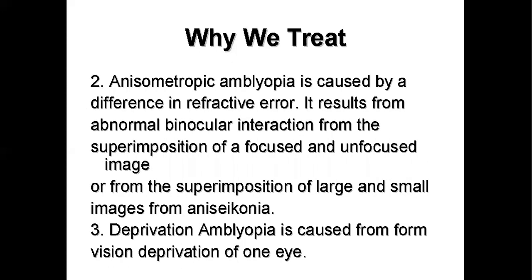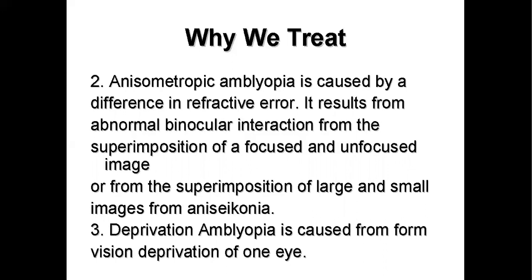Then anisometropic amblyopia is caused by difference in the refractive error. It results from abnormal binocular interaction from superimposition of a focused and unfocused image, or a superimposition of large and small images. For example, if the patient has -9 refractive error in one eye and is emmetropic in the other eye, the image size will be different. The image size from the myopic eye will be smaller, and that's why the brain gets confused and tries to suppress the abnormal image.